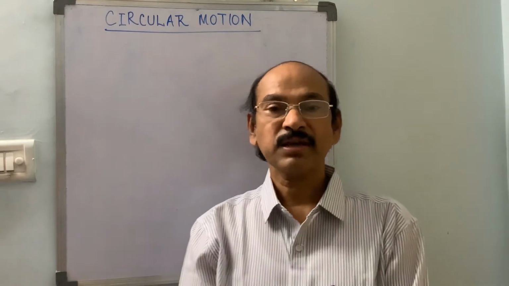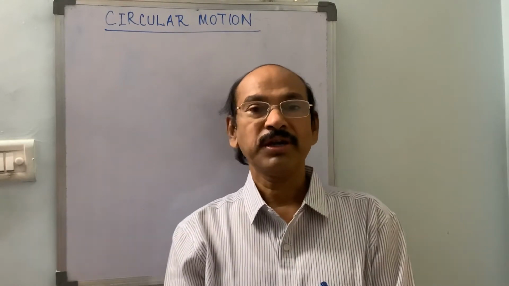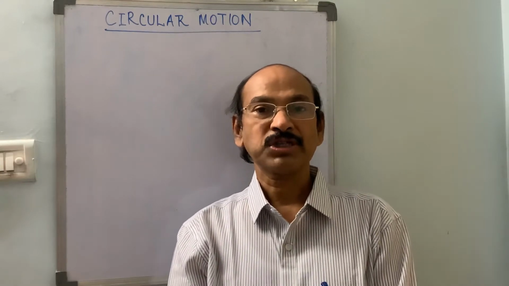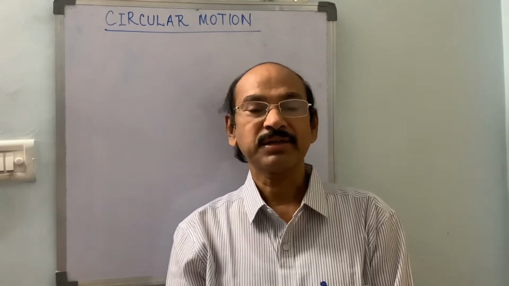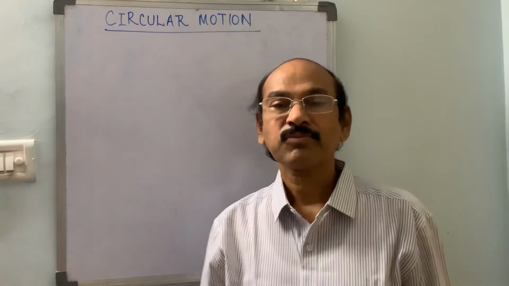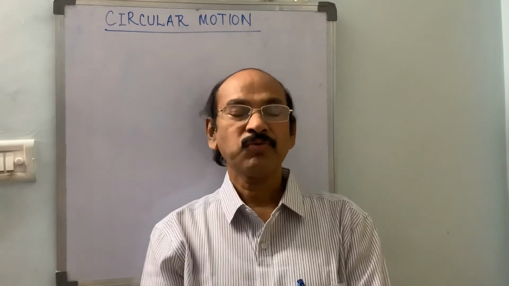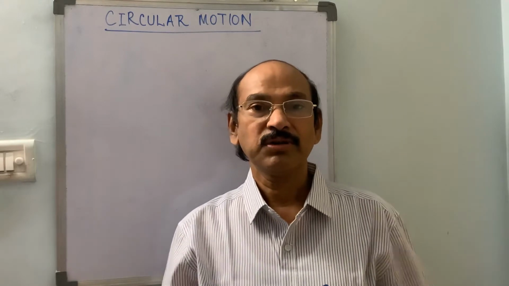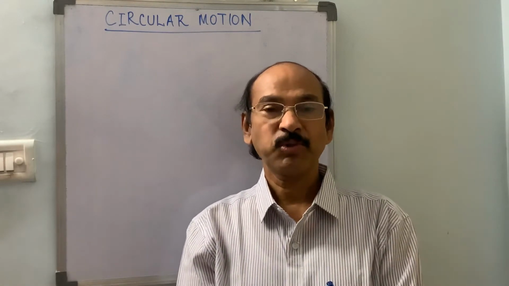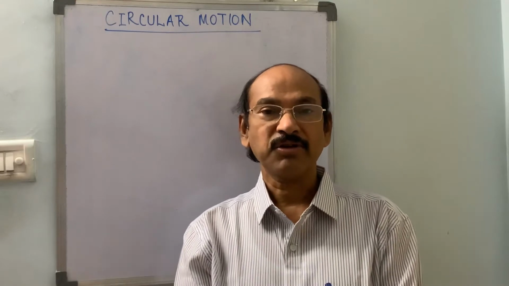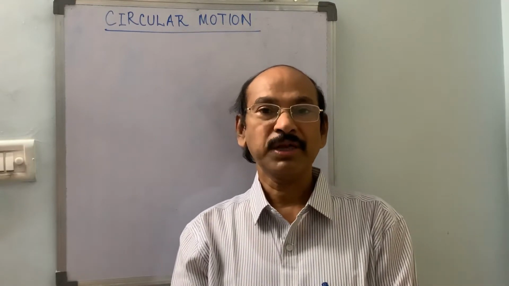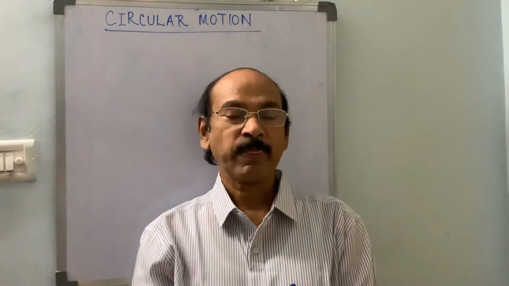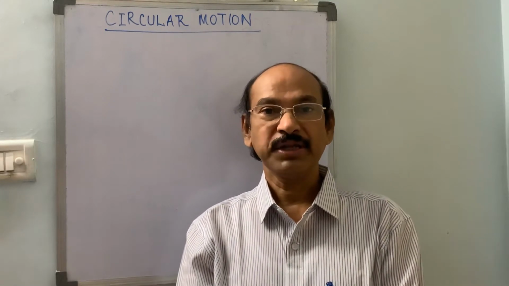In the previous class, we discussed the projectile motion of a body into air. That is, we project a body into air in three ways. That is, vertical projection of the body into air. Second one is the horizontal projection of the body into air. And third one is oblique projection of the body into air.